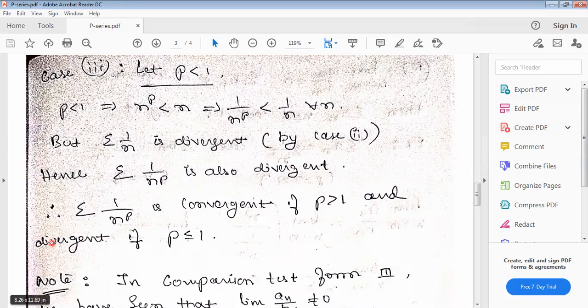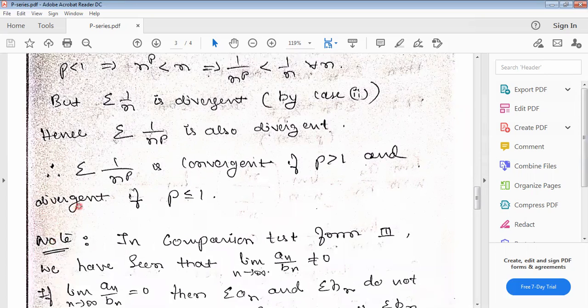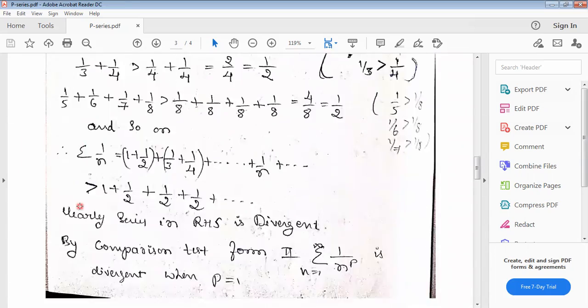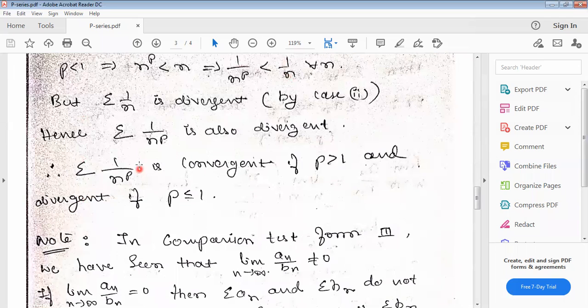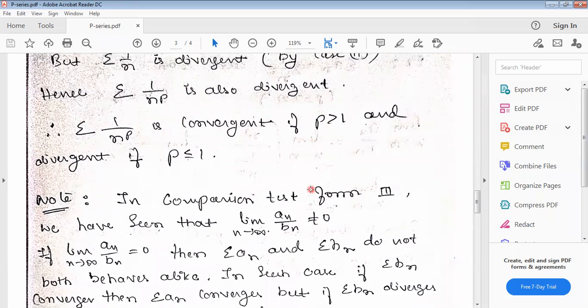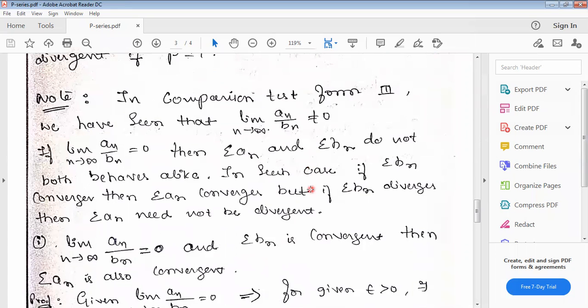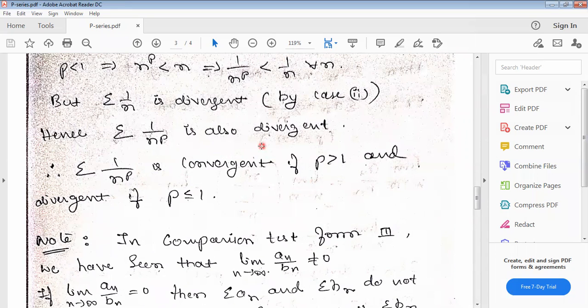So the conclusion is the p series sigma 1 by n power p is convergent if p greater than 1 and divergent if p less than or equal to 1. So this is how the p series behaves.